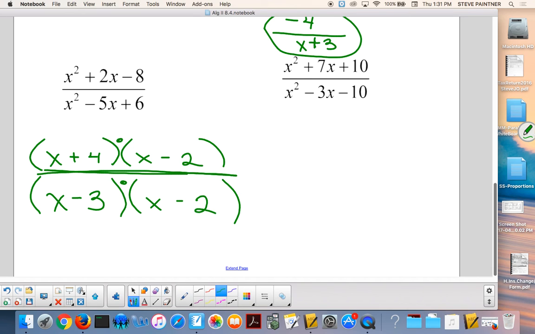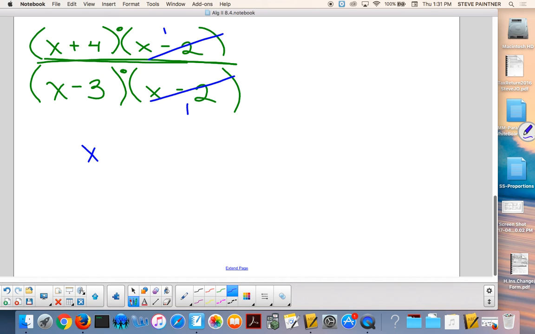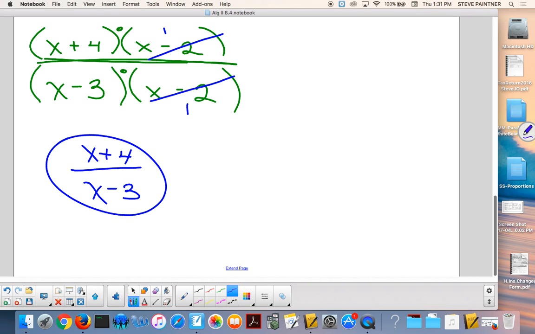X minus 2 and x minus 2. Yeah, it's pretty obvious, right? 1, 1. Can you cancel these? Are these the same? Nope. Are they opposites? Nope. You're done. The answer is x plus 4 over what? X minus 3. There you go. You cannot reduce that fraction.